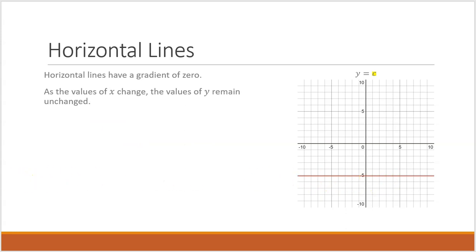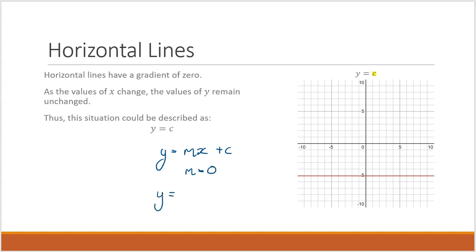So what we're going to expect is something of the form y equals c. The reason it's y equals c is we've got a gradient of 0. So recall, y equals mx plus c. Because gradient is 0, m equals 0, y equals 0x plus c. Anything multiplied by 0 is nothing. So it simply simplifies down to y equals c.